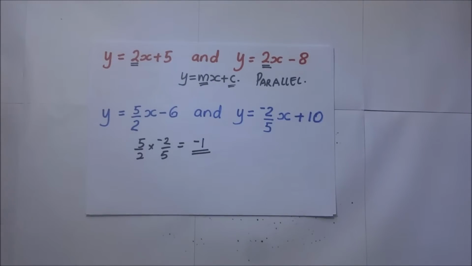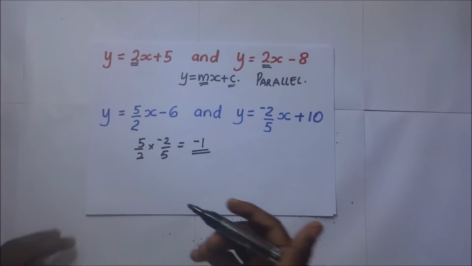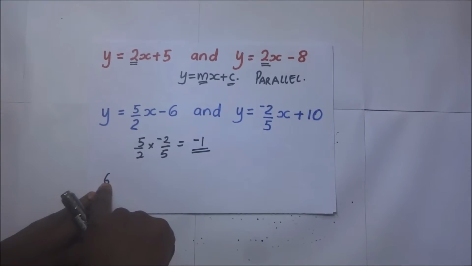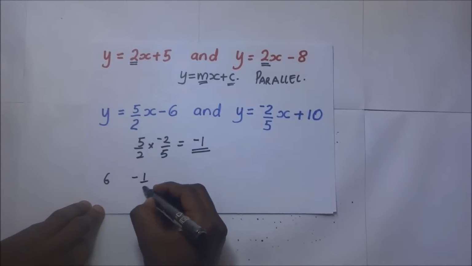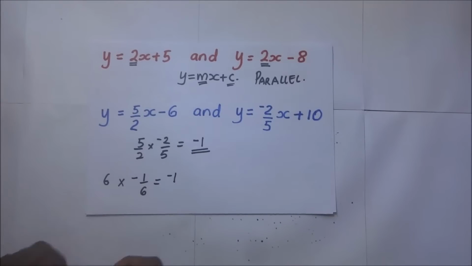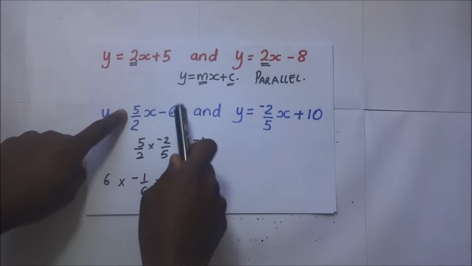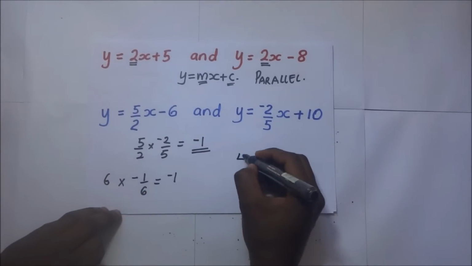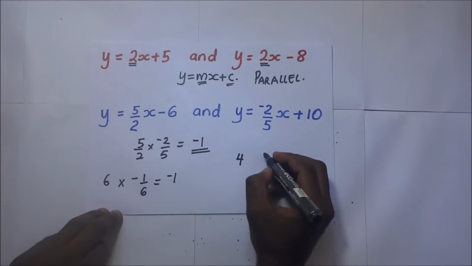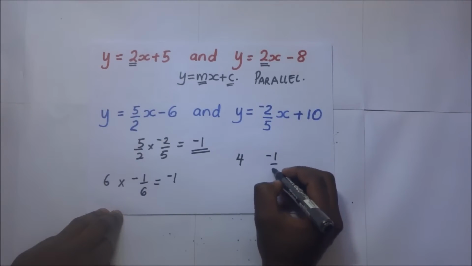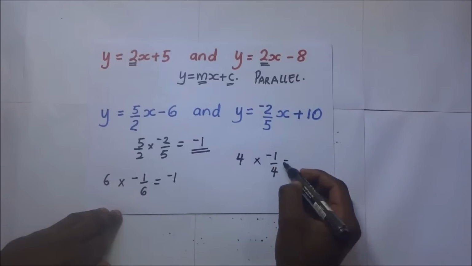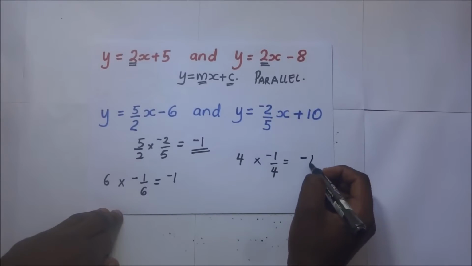So it means that if the gradient of this line, let's say, was 6, the gradient of this line will be the negative reciprocal of this. So it will be negative 1 over 6. Why? Because 6 times negative 1 over 6 gives us negative 1. If the gradient of this line was, let's say, 4, the gradient of this line will definitely be the negative reciprocal of this one. So it's going to become negative 1 over 4. Why the negative reciprocal? Because when you multiply these two gradients, they should give us negative 1.